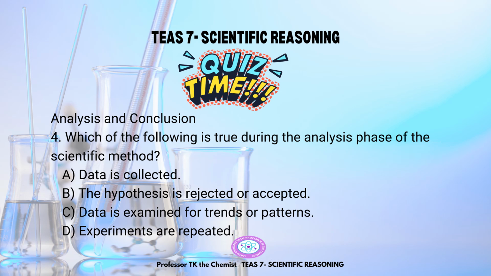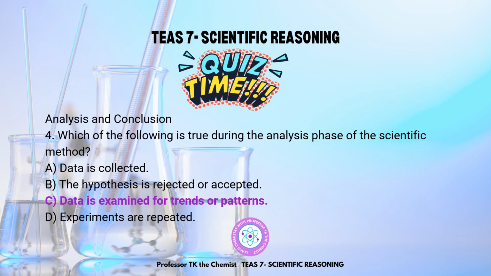Question number 4, analysis and conclusion. Which of the following is true during the analysis phase of the scientific method? Is it A, data is collected, B, the hypothesis is rejected or accepted, C, data is examined for trends or patterns, or D, experiments are repeated?